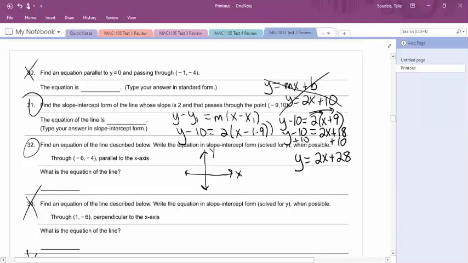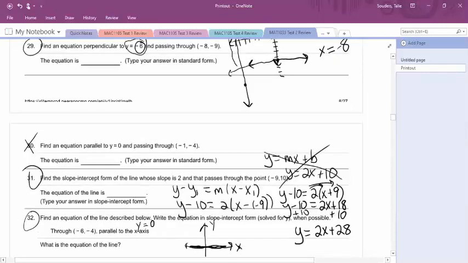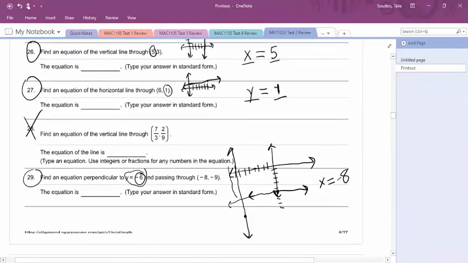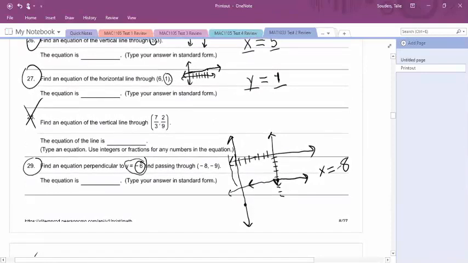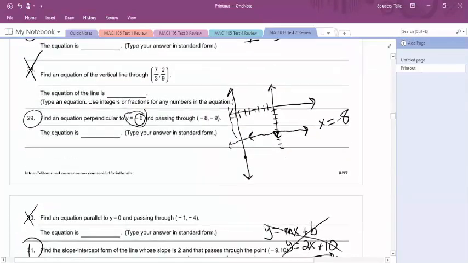So here's what I want to remind you of. The x-axis is really what kind of line? A horizontal line. So really, this isn't any different from saying through -6, -4 parallel to y equals 0, which makes it very similar to the problems we were just doing up here, right? Kind of like number 29 or something, except it's parallel instead of perpendicular. But do you see what I'm saying? That it's similar to that? Okay.